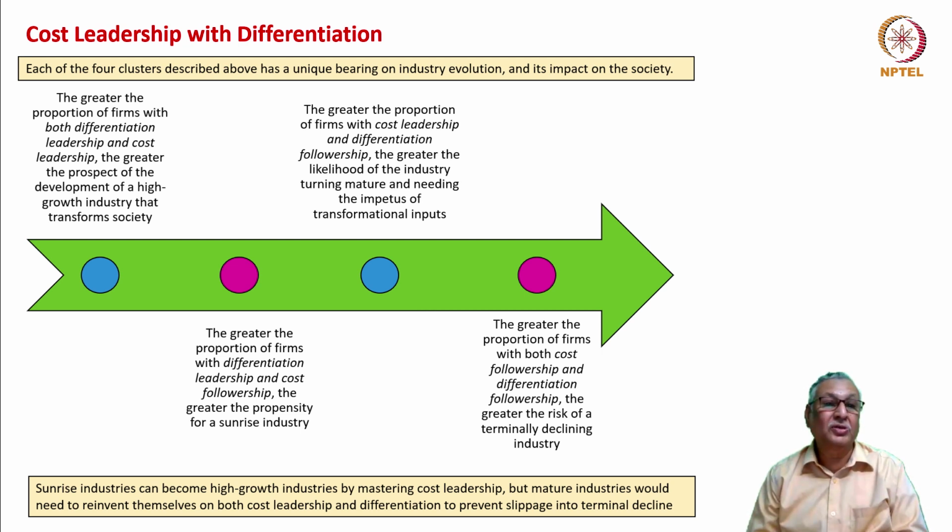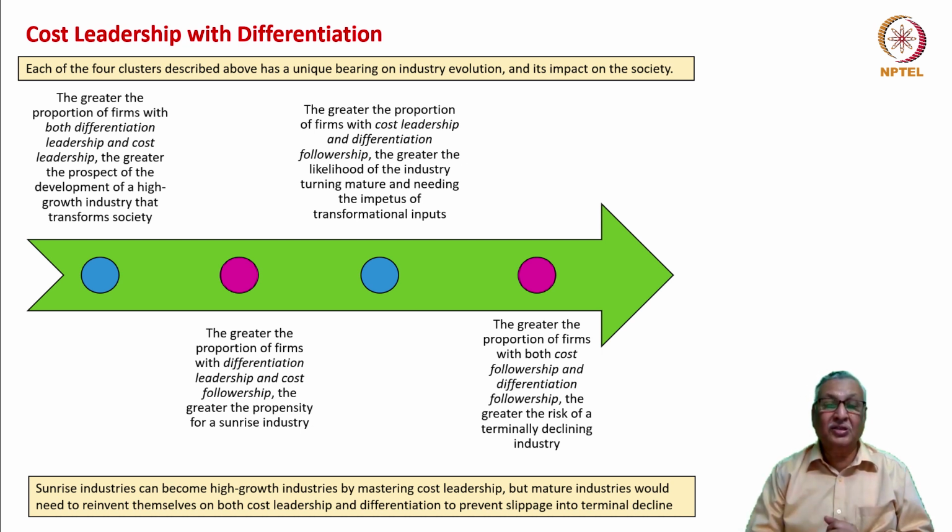declining industry. So we can choose as a nation the kind of goals we must have at an individual firm level and at an industry level in terms of differentiation leadership and cost leadership. If we want to be at some point of time in future number 2 or number 1 economy in the world, clearly we need to have a significant proportion of firms which have both differentiation leadership and cost leadership.